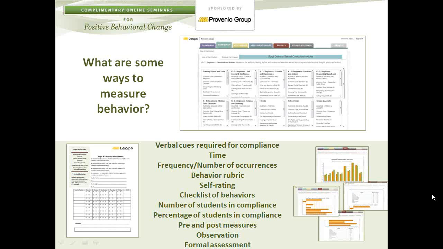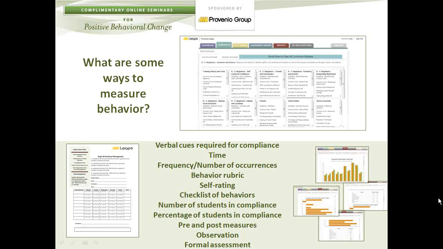Again, how we measure behavior is really going to depend upon the behavior and where this takes place and how we're looking at that behavior. It might be the number of verbal cues required to get somebody back into compliance, or a time frame, which would be more for time on task or time working independently, where you actually measure with a timer or a clock. The number of occurrences of something, the rubric, as we talked about, self-rating.